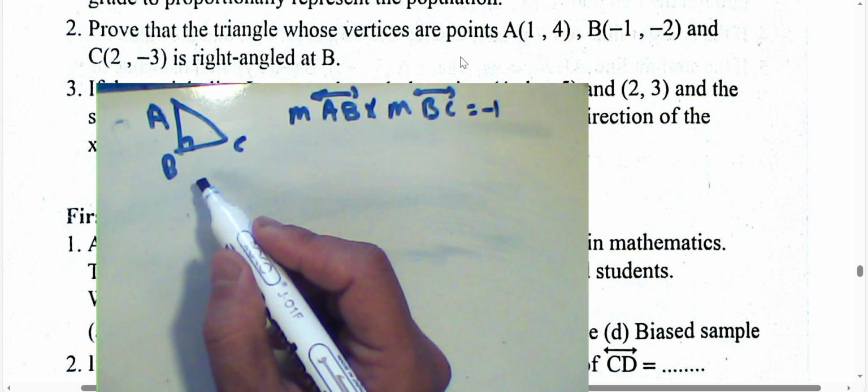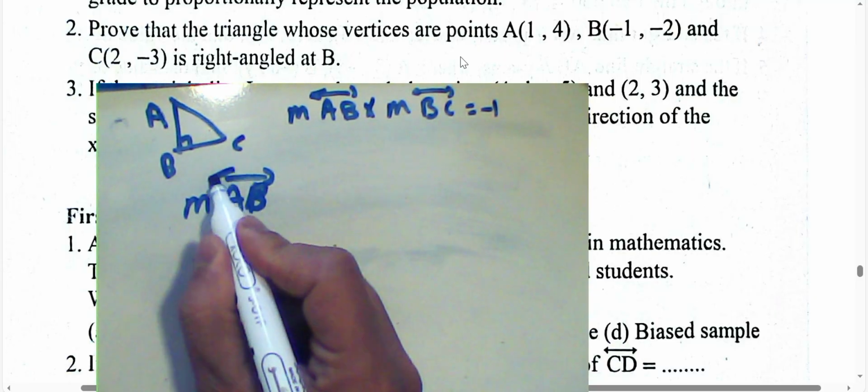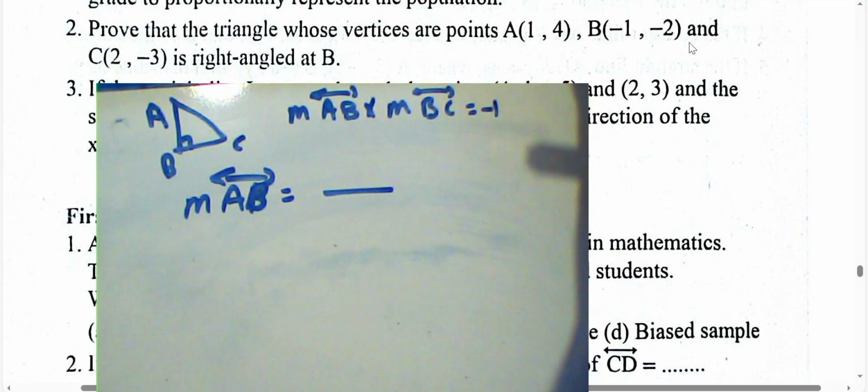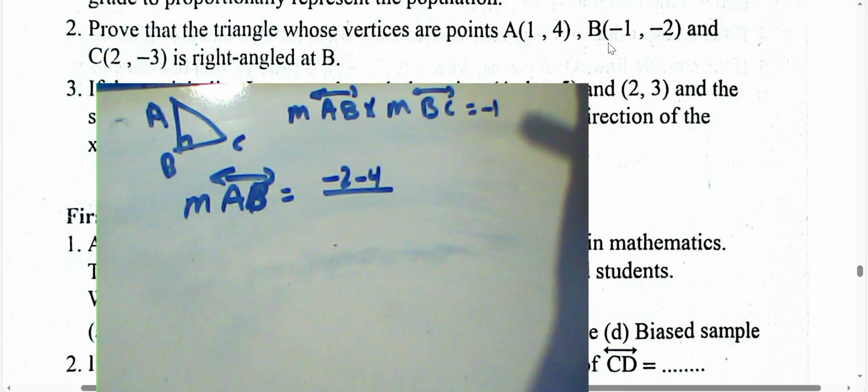Then first step, we can find the slope of AB. Slope of straight line AB, where AB here is y2 minus y1, negative 2 minus 4, over negative 1 minus 1.